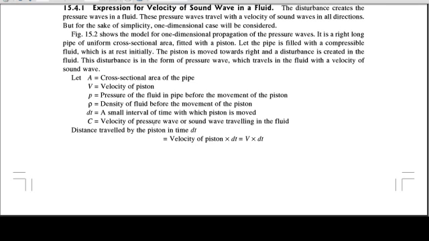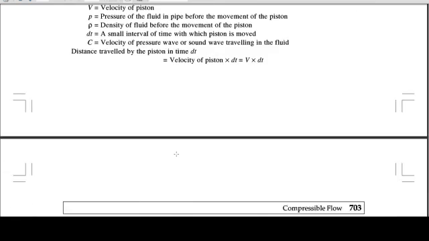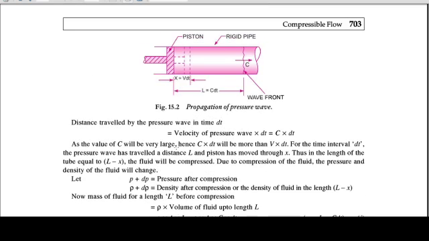Now we have to calculate the distance traveled by the piston in a time dt, which is equal to the velocity of the piston into dt, which is equal to v dt. In the figure you can see the distance traveled by the piston in a time dt, moved from here to here. It is covering a distance x. So the distance x is equal to the velocity of the piston into the time. So x is equal to v into dt. This is the distance traveled by the piston in the time dt.